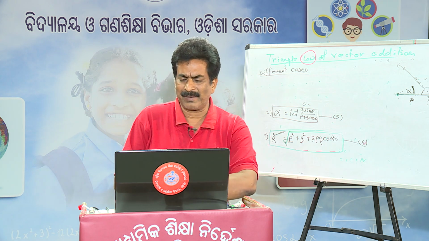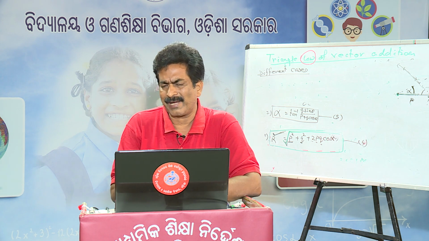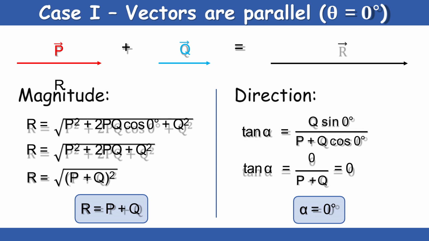In order, the diagram is on your screen. You are also looking at what the value of tan alpha is: q sin theta by p plus q cos theta. Tan alpha is equal to q sin theta by p plus q cos theta. In my figure I have taken small letters, but on your screen they are written in capital letters. So, P is the capital P and Q is the capital Q. That is the only difference, but the formula is the same. Next we will go for the different cases.